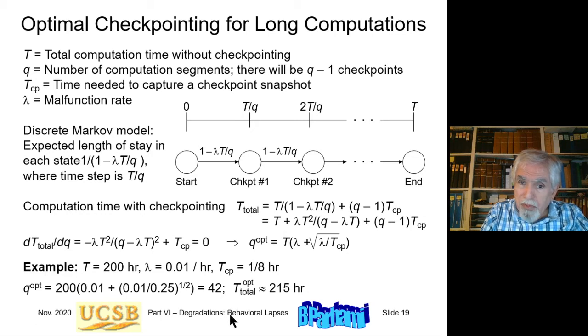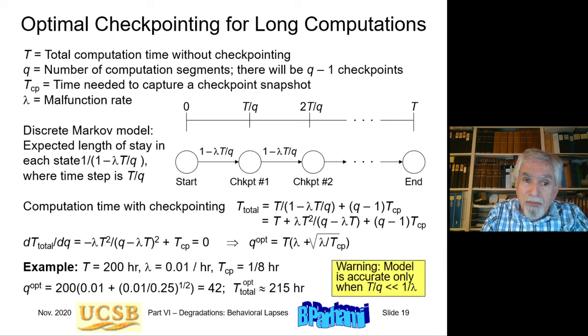And the total running time will be 215. So the original running time was 200. The total running time is 215, which is not bad. So basically 15 hours is the total overhead for the rollback time and for the checkpointing time. So about 7–8% overhead in running time to do checkpointing.